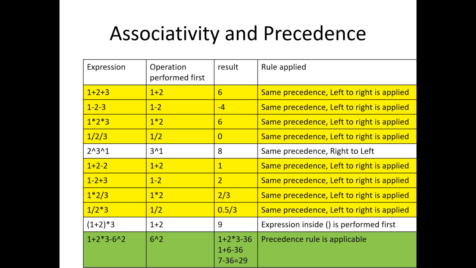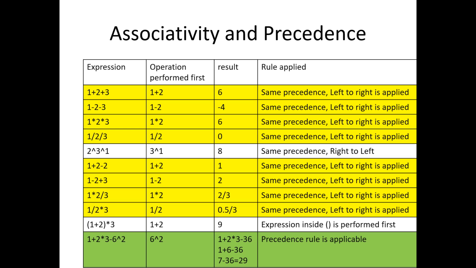That is why 3 raised to 1 is done first, then the leftmost. So the associativity starts from the right side to the left side. So associativity depends on the type of operation that you are performing.